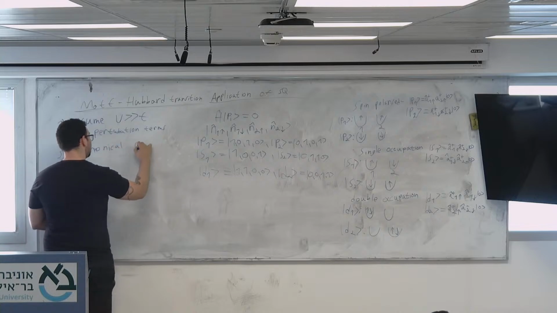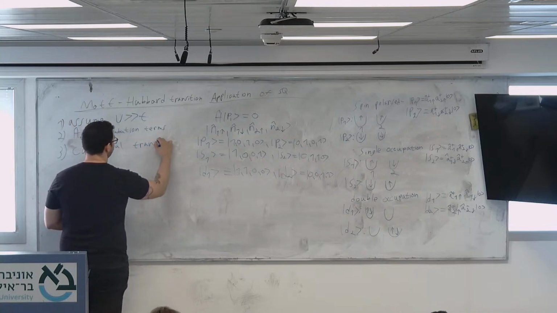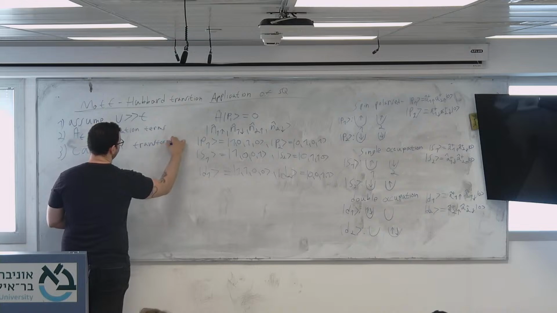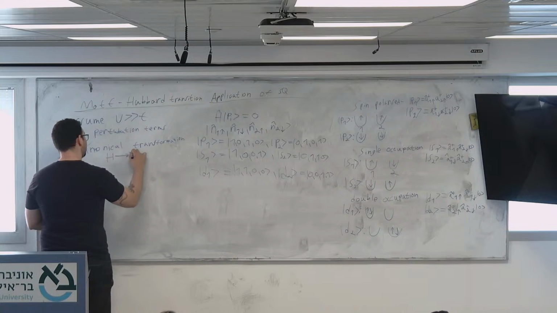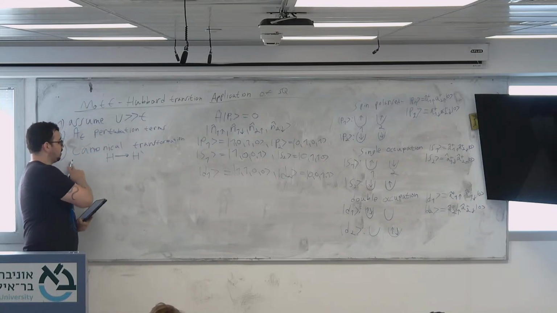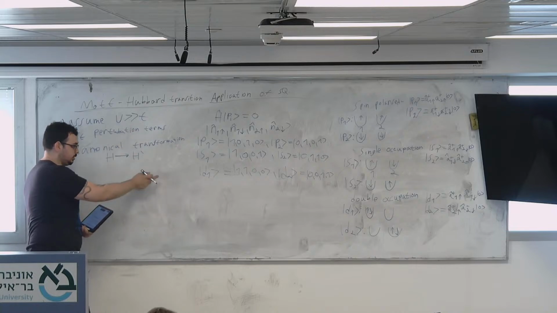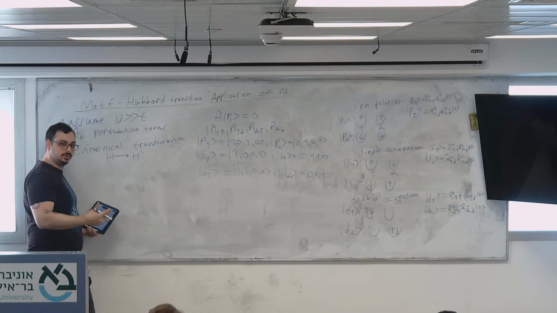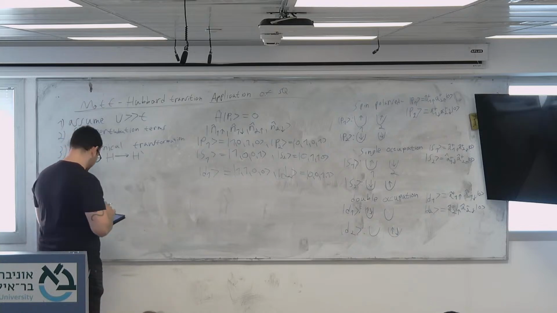Canonical transformation. H goes to H tilde. Basically, step 3 is taking our conclusion from step 2 and trying to implement it effectively into the Hamiltonian without changing the physics. We'll see what it means in a second.